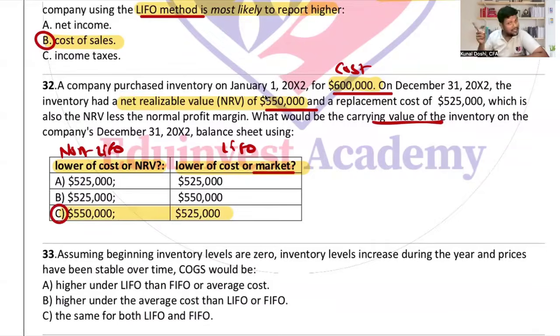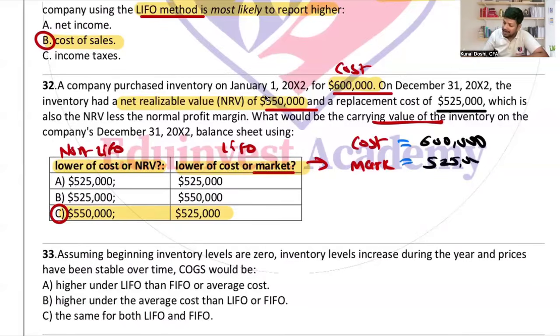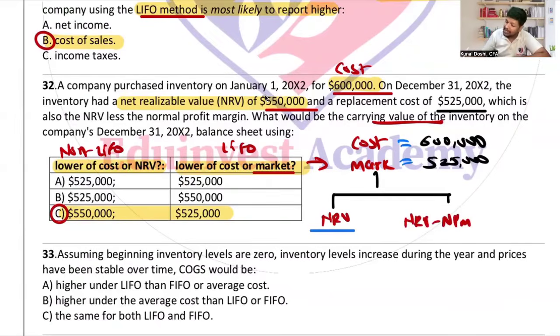Now this is basically for US GAAP LIFO. Here it is lower of cost or market, or sometimes we call it replacement cost. So lower of cost, what is my cost here, guys? My cost is 600,000, and for market replacement cost, they've given me 525,000. Actually, market replacement cost in US GAAP LIFO has a range, an upper limit and a lower limit. The upper limit is NRV, so it cannot be higher than NRV, and the lower limit is NRV minus normal profit margin. Many students struggle with this. They're not able to remember it.